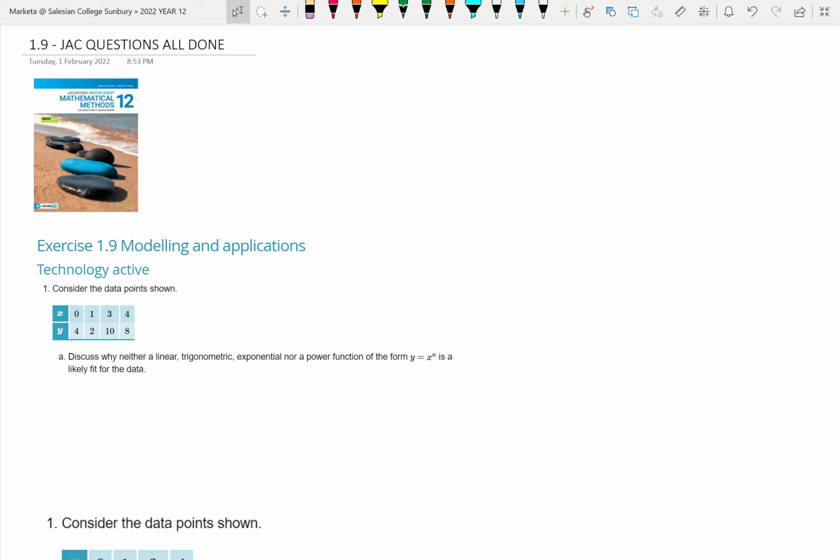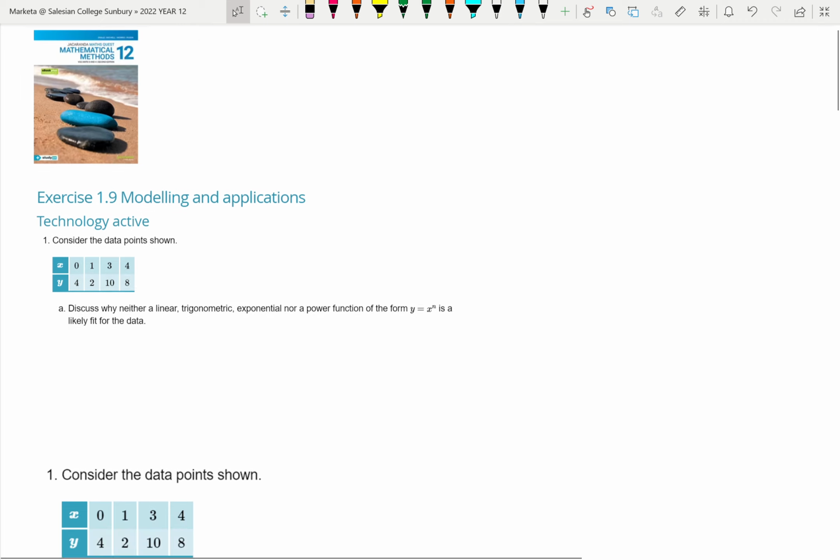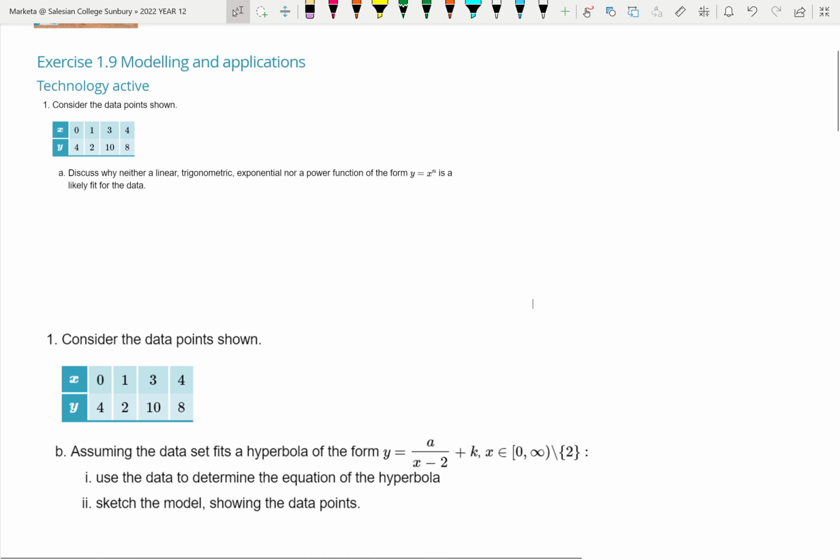Hi everyone. Today I'm going to be doing questions 1 and 2 from exercise 1.9, and that's from your JAC Plus textbook. So what you want to be doing as you're working through the modelling and applications exercises is to just be doing a couple each day. It's not a good idea to do them all in one go. So let's take a look at the first one.